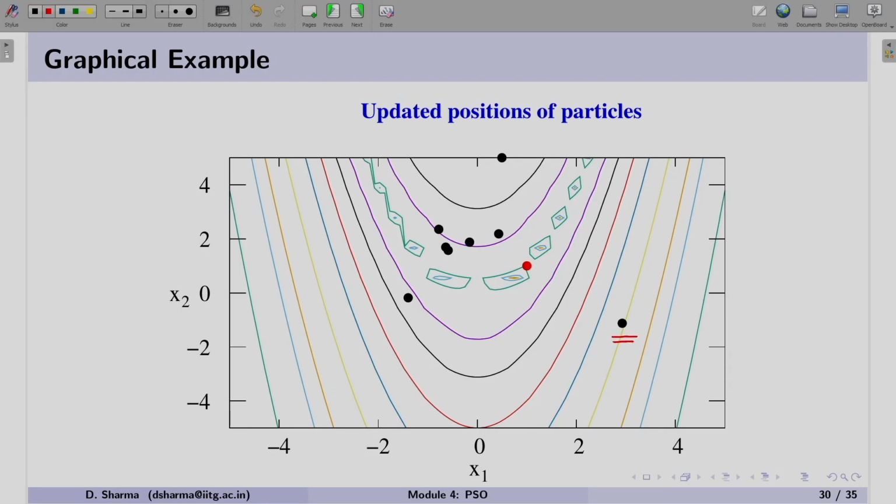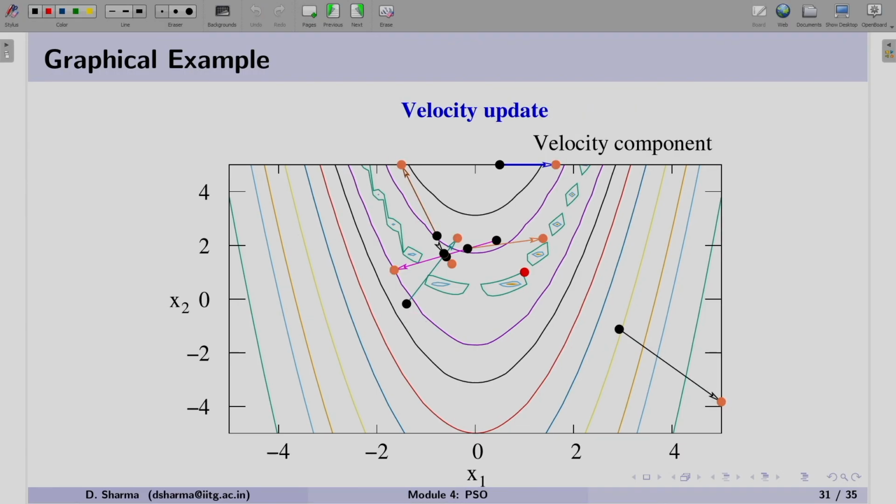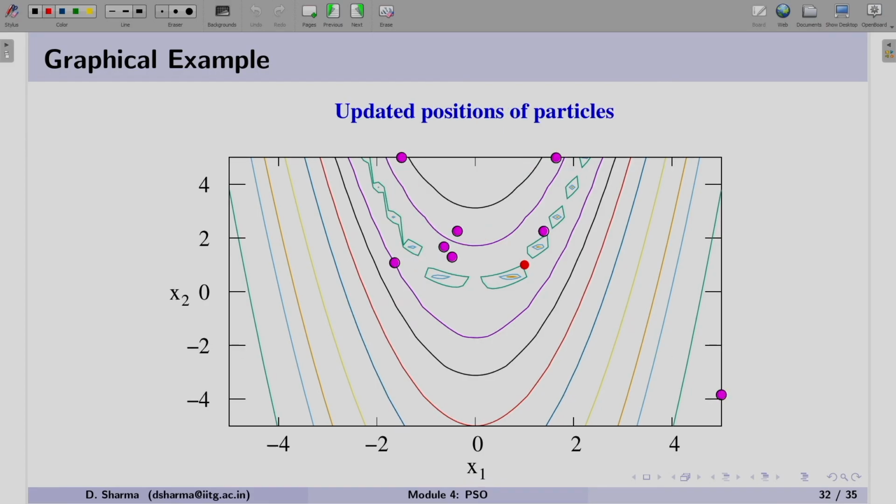Those are shown in the black circles, and you can see that the solutions have started moving towards the optima. We have done one more generation to understand the local best and global best. In this second generation, the velocities are updated. The solutions are shown and the velocity components are also shown for every particle. Once we know the current position and the velocity update, we get the updated position of each particle in generation number 2.